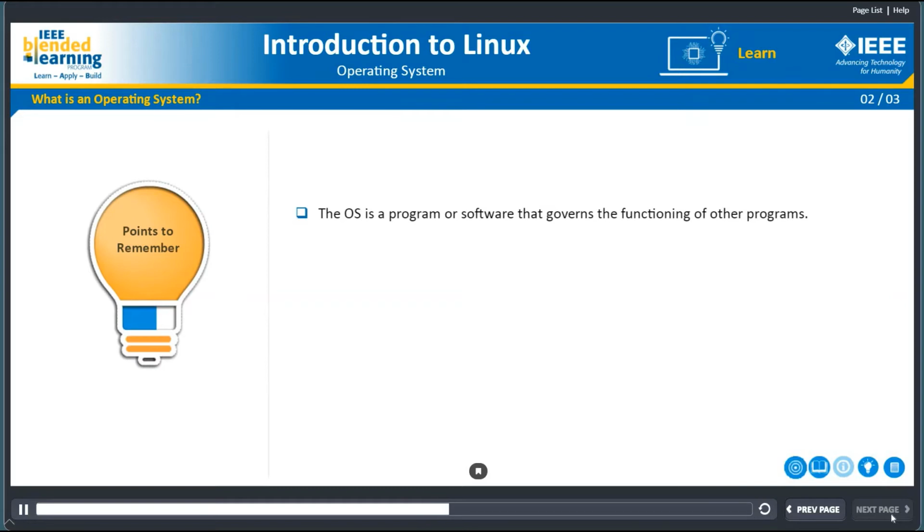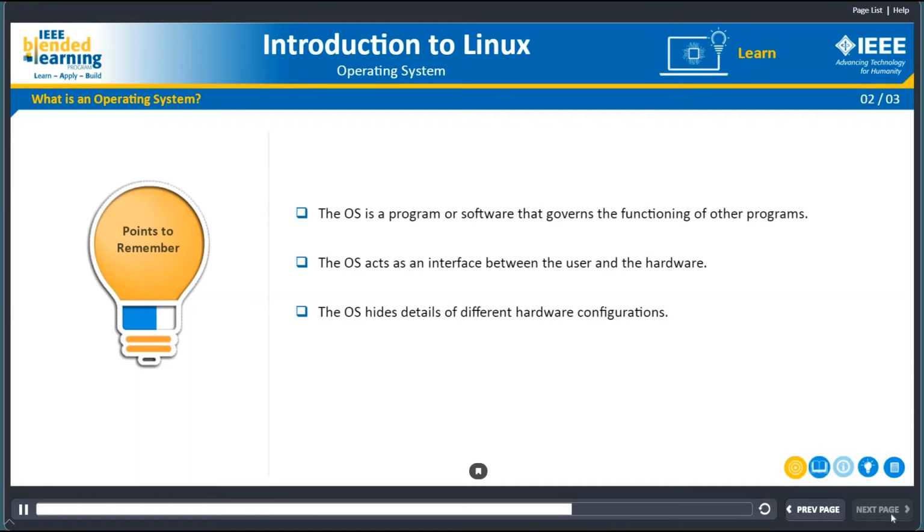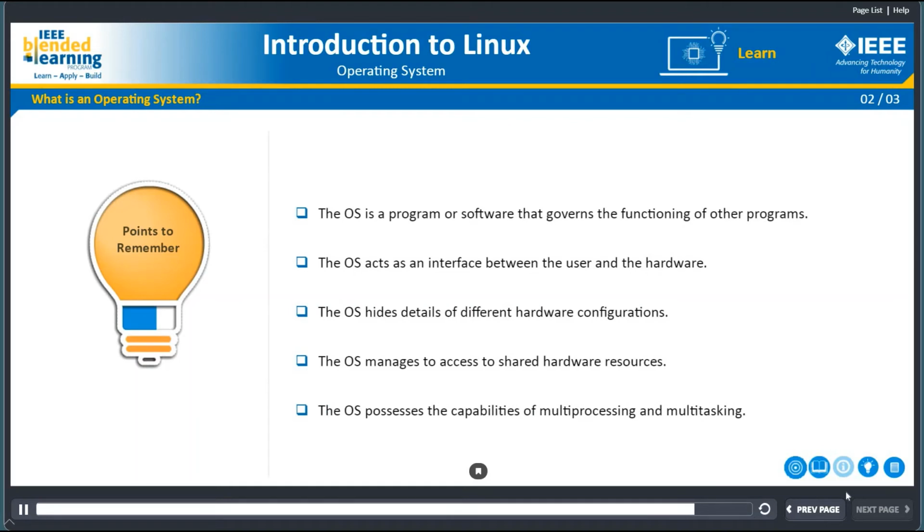The OS is a program or software that governs the functioning of other programs. The OS acts as an interface between the user and the hardware. The OS hides details of different hardware configurations. The OS manages access to shared hardware resources. The OS possesses the capabilities of multiprocessing and multitasking.